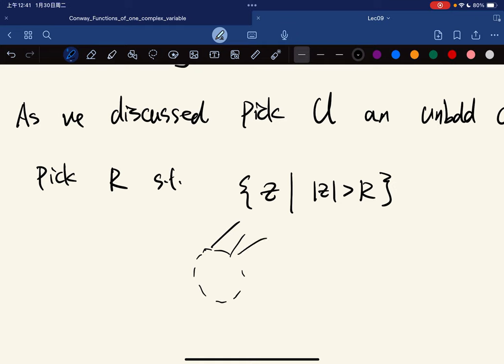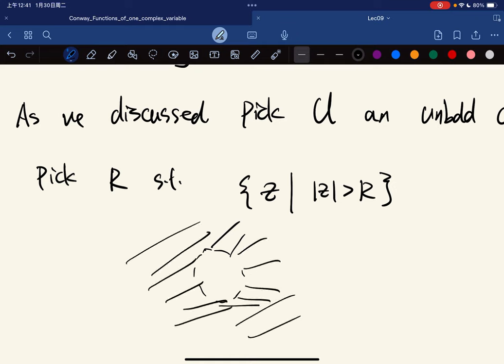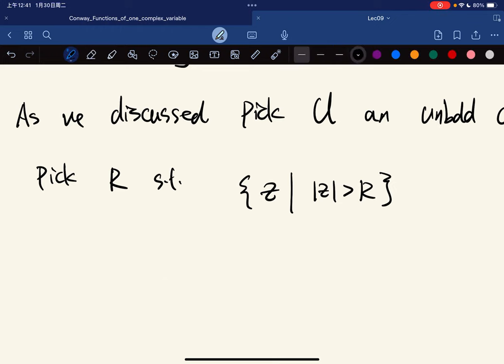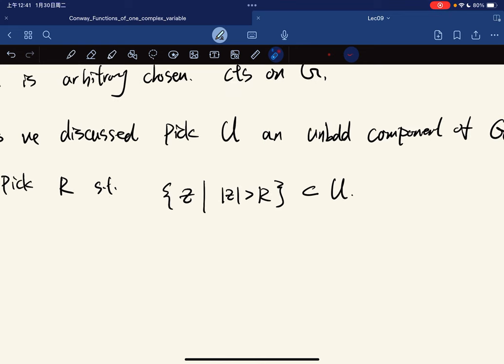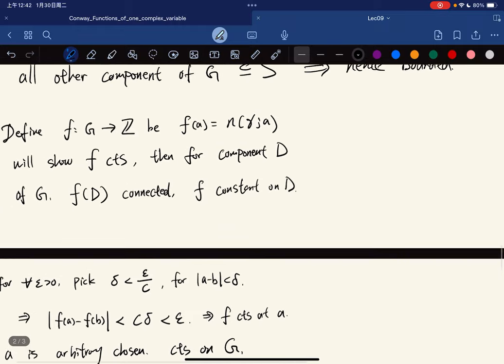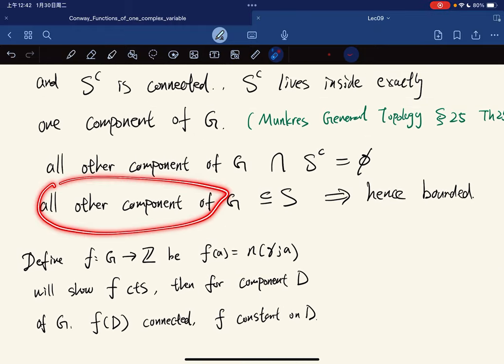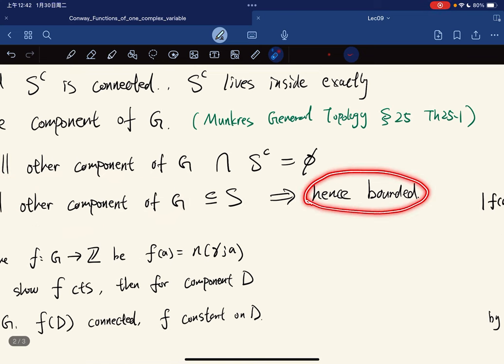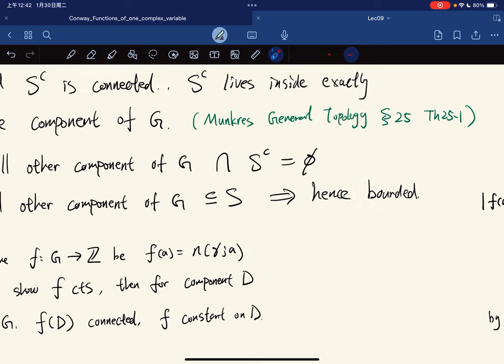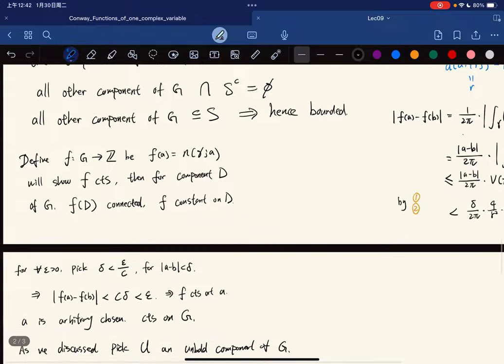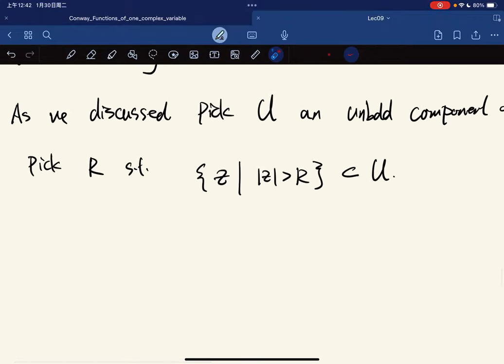is like this space, right? This space is contained in U. Well, this is because U is the only unbounded component. Right? Because as we discussed before, all other components of G must be bounded. So you can pick a bound such that all the other components of G are within it, but the rest is U's territory. You know what I'm saying? Right? The rest is U's territory. So we can pick an R such that this is in U.